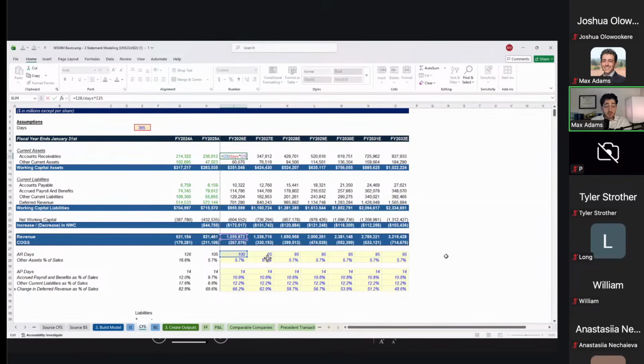So we said 100/365ths times the revenue. On the other current assets, we basically did this as a percentage of sales. So we took the revenue times the percentage of sales. Then we add those together for the working capital assets.